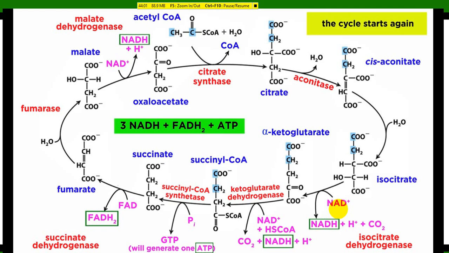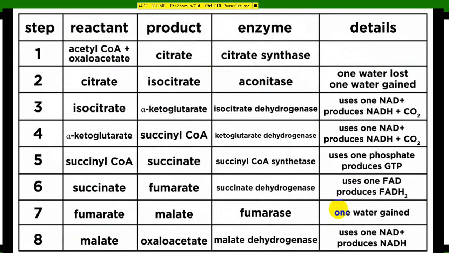Since 1 glucose will produce 2 pyruvates in glycolysis, and therefore 2 acetyl-CoAs, we can double these numbers to get the amounts per glucose molecule. Once again, for the ease of memorization, here is a list of each step of the citric acid cycle with the names of the respective enzymes.